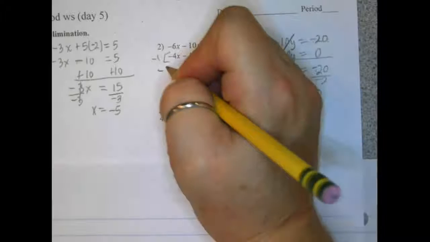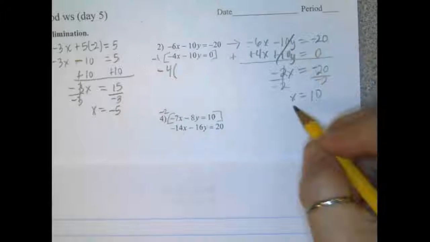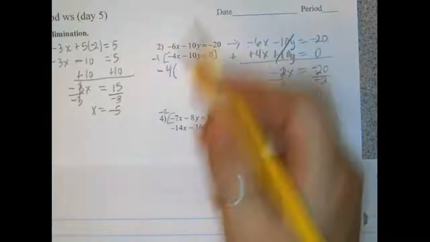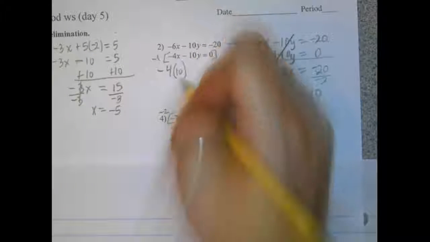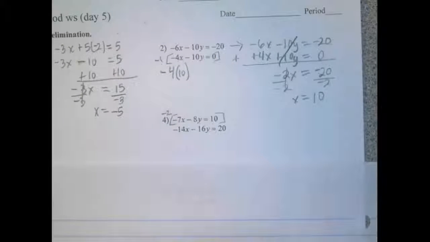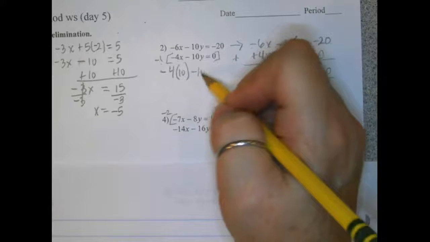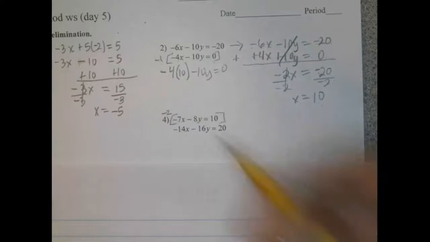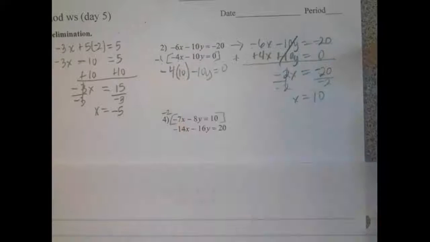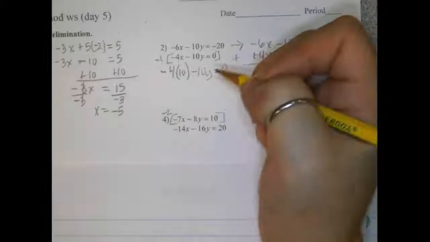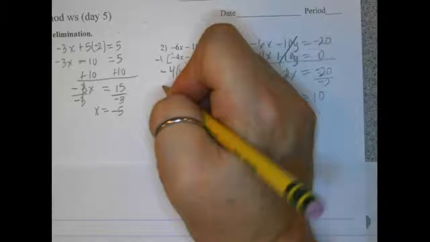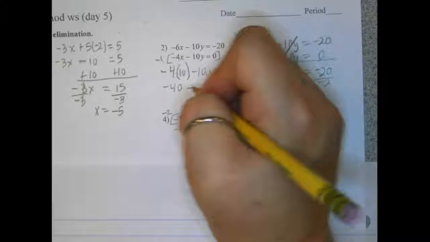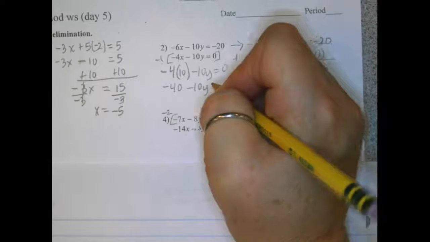So I'm going to rewrite it as -4x is equal to 10, so instead of x, I'm going to say 10. Right? Minus 10y equals 0. I'm going to multiply it out. -4 times 10. What does it give me? -40. Minus 10y still equals 0.